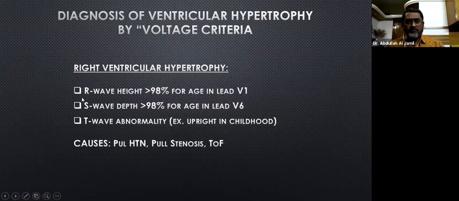So for right ventricular hypertrophy, R wave height would be more than the 98th percentile in lead V1 for the normal amplitude of an R wave. From that previous table, we can calculate how much percentage of the amplitude is of the normal value. Then S wave in V6, similarly more than the 98th percentile. T wave abnormality: an example is upright T wave in childhood. Causes are pulmonary hypertension, pulmonary stenosis, tetralogy of Fallot.